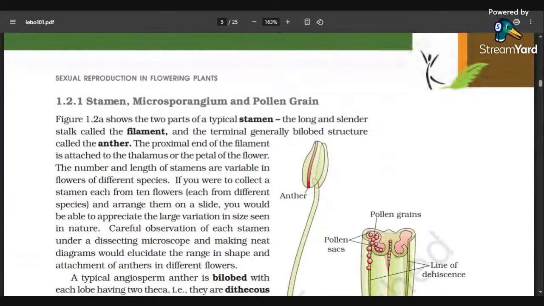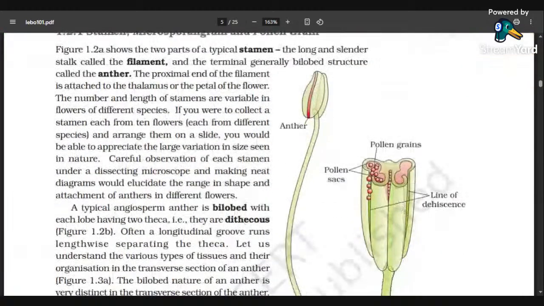Figure 1.2a shows the two parts of a typical stamen: the long and slender stalk called the filament, and the terminal, generally bilobed structure called the anther. The proximal end of the filament is attached to the thalamus, or the petal of the flower. The number and length of stamens are variable in flowers of different species.